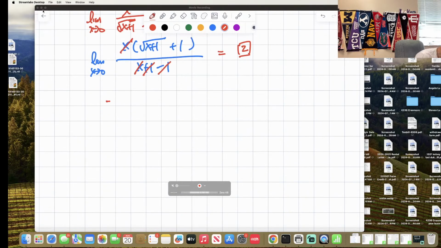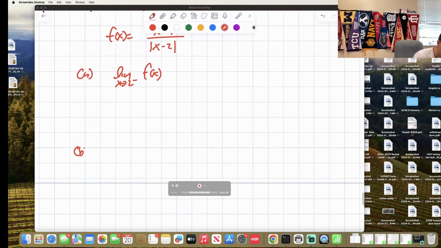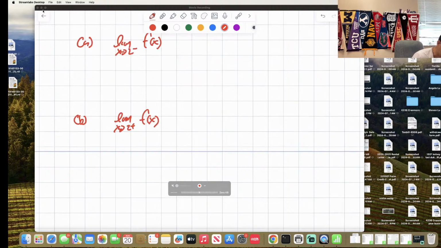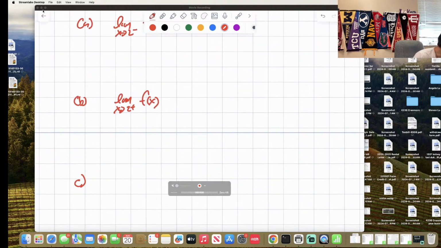What happens if you have f of x is equal to x squared minus 4, all over absolute value x minus 2? And we say A, I want you to do the limit as x approaches 2 from the left of f of x. B, the limit as x approaches 2 from the right. C, I want you to find out what's the limit as x approaches 2.